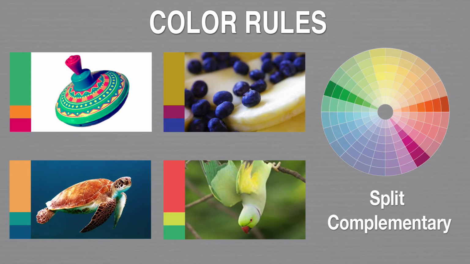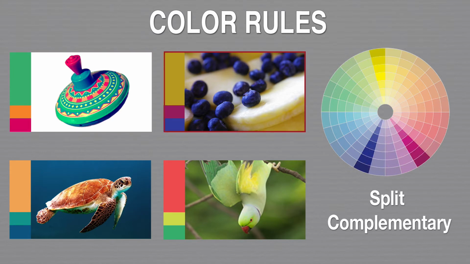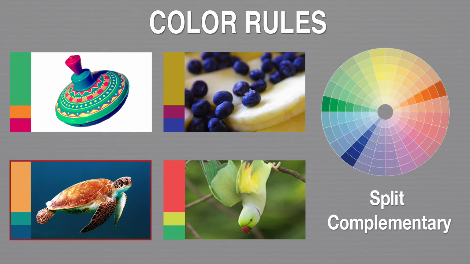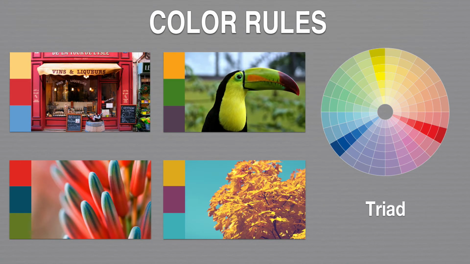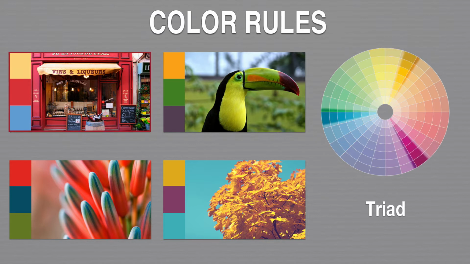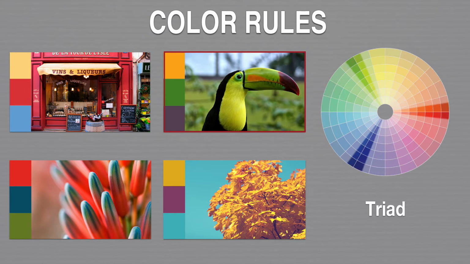Then you could choose a split complementary, which is when you choose a base color and the two colors on either side of its complementary color. Or you could choose three colors that are equidistant from each other on the wheel, which is called a triad. This is a cheerful and energetic scheme.